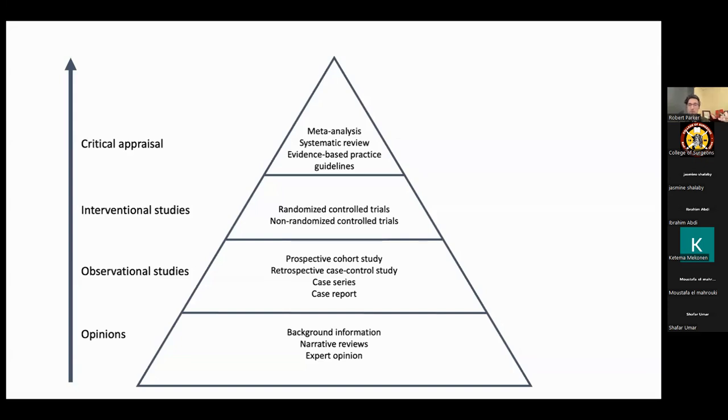But then as we go up, we can do a retrospective case control study or a prospective cohort study. So you can enroll patients and follow them over time to look and see, all right, we're watching participants who smoke and those who don't smoke, and we'll see over time if they develop lung cancer.